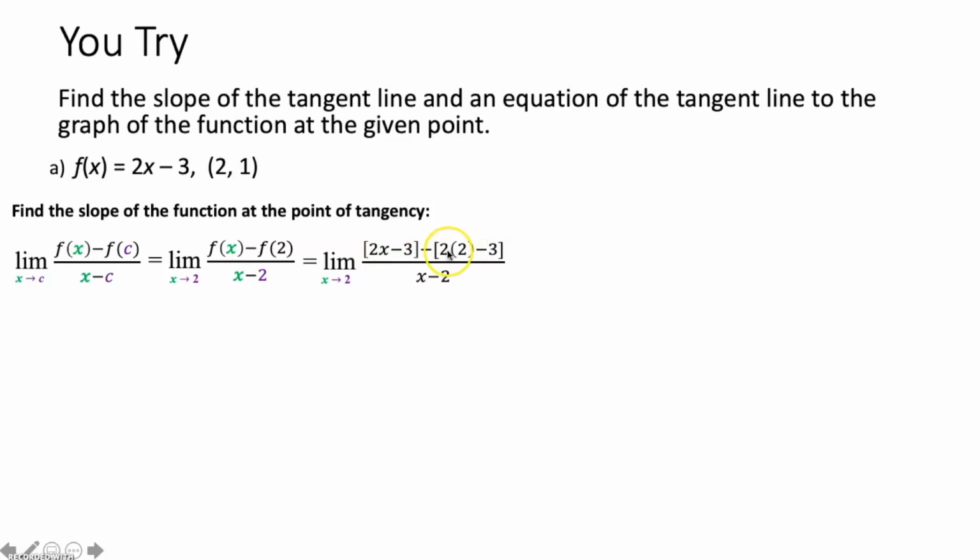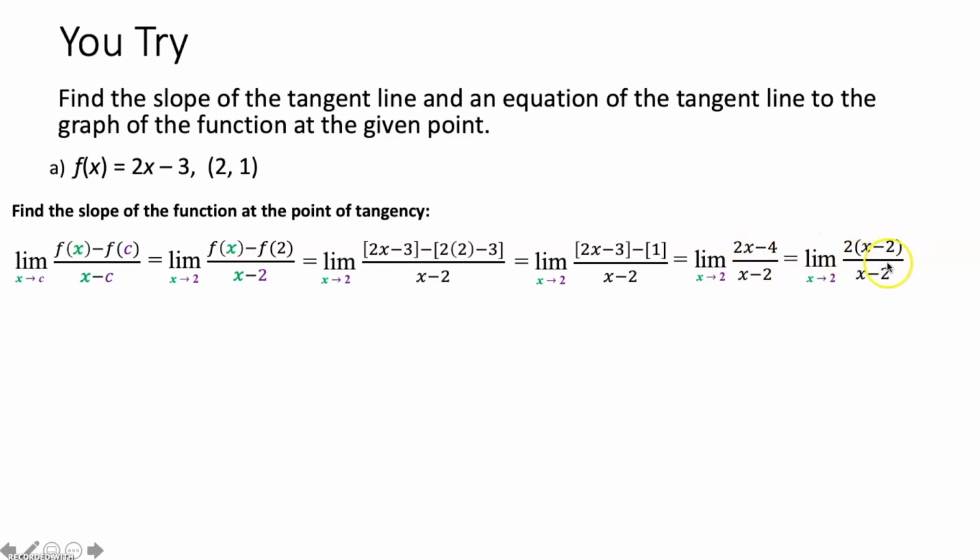Now we simplify. 2 times 2 gives you 4. Minus 3 gives you 1. Now, if we were to simplify this up here, 2x minus 3 minus 1 becomes 2x minus 4. We then try to plug in 2, we still get 0 over 0. So we need to simplify this a little bit further. So I can actually factor out a 2 from the numerator, and then the x minus 2's in the numerator and denominator cancel each other out, just leaving us with 2.